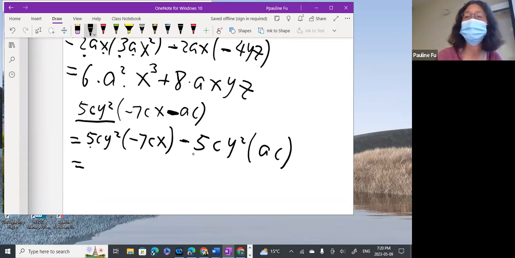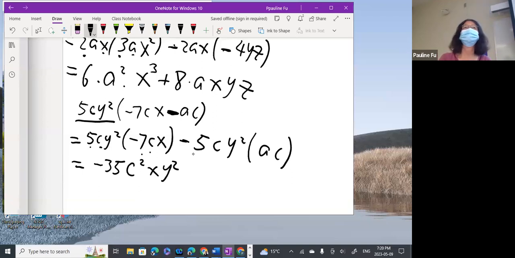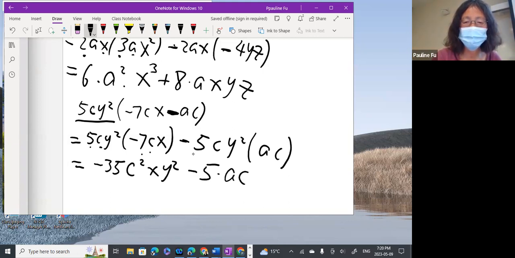5 times negative 7, negative 35, c times c squared, xy squared. And then negative 5, a, c times c squared, y squared copy down. So this is the final answer.